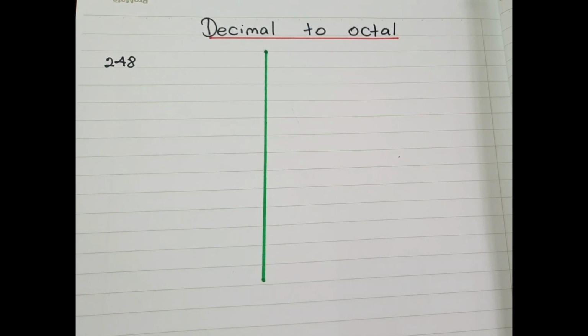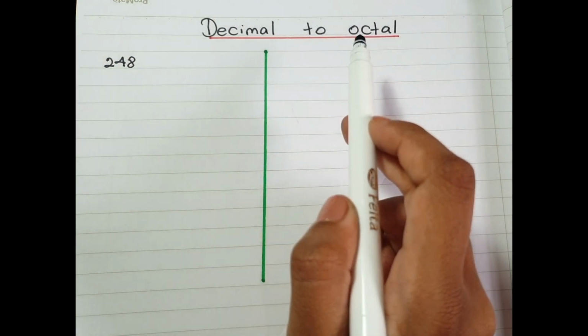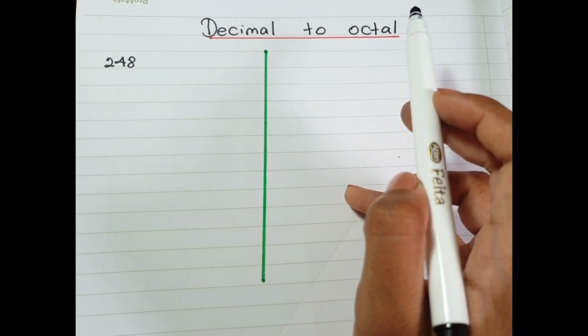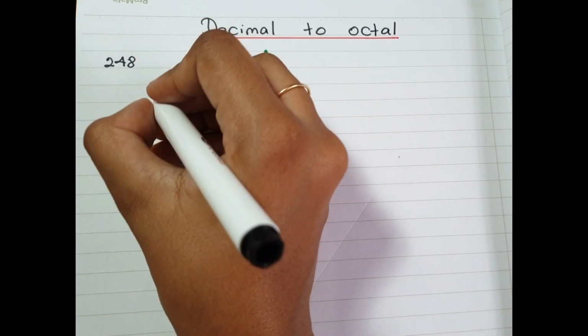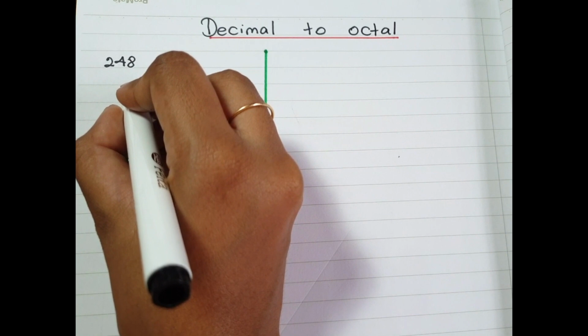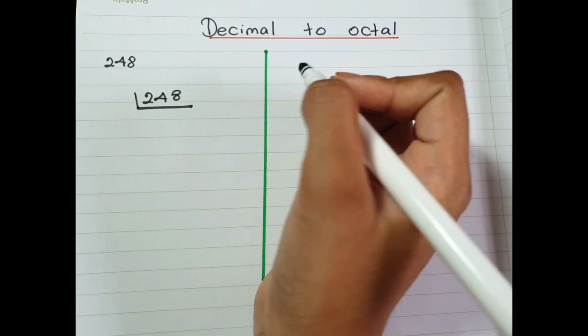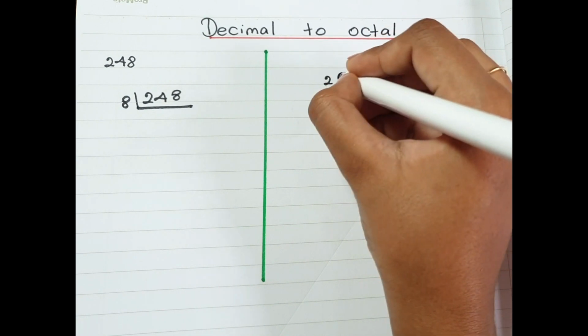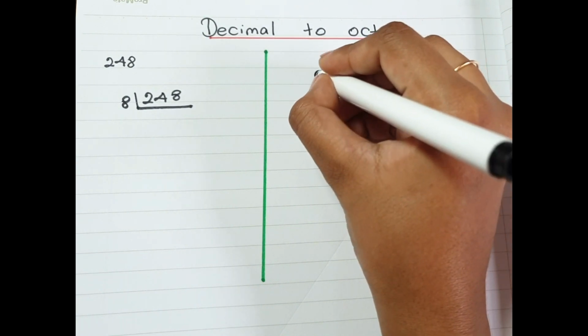Today we are going to learn how to convert a decimal number into an octal number. An octal number is a number which has a base of 8. Now let's see how to convert this decimal number into an octal number. To do that, first of all, we have to divide this by 8. Now let's divide 248 by 8.